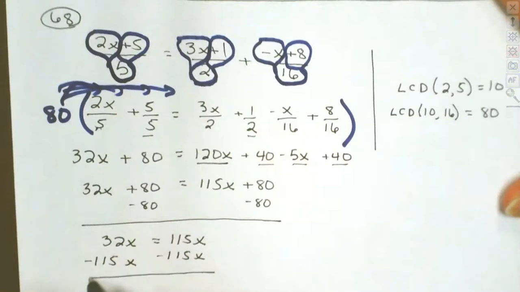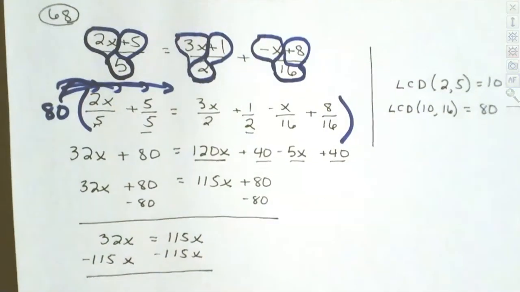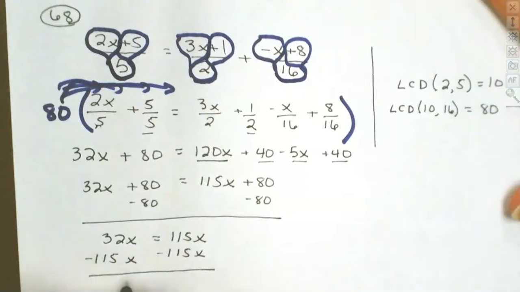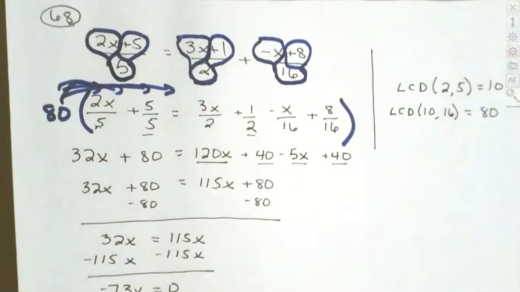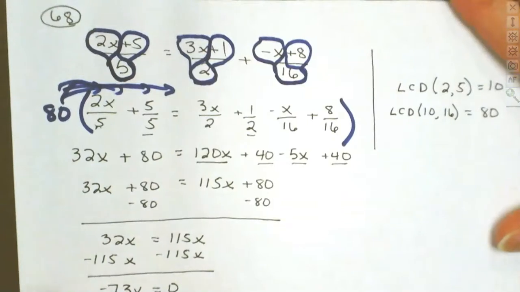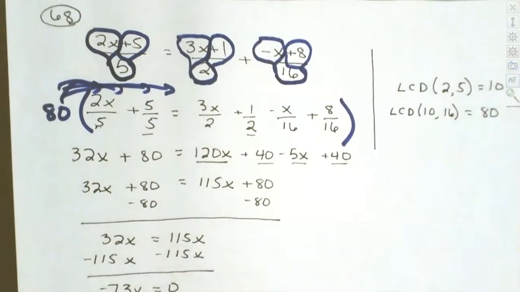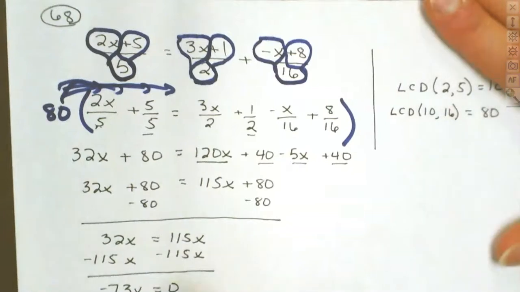Watch your signs. When I move that over, that should make it then minus 73x, right? Sure did the math right here. I think I did. So minus 73x there. And what are we going to do next? We're going to have to divide by what? Negative 73. And what is any number divided by 0? Well, any number divided by 0 is 0. So what's our answer going to be? X equals now what? 0.